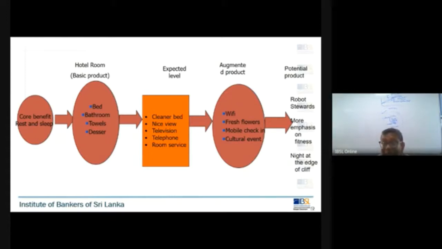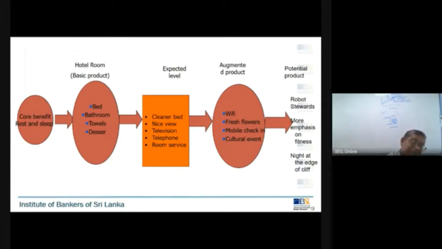Then augmented product. Today, earlier, we say Wi-Fi facilities, maybe fresh flowers, mobile check-in, cultural events. So now add something more than what you expected. That is augmented. In the potential product in the future, you may see robots serving you, but that time has never come. More emphasis on fitness.